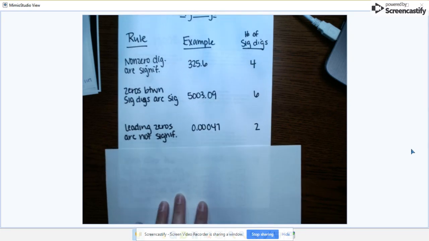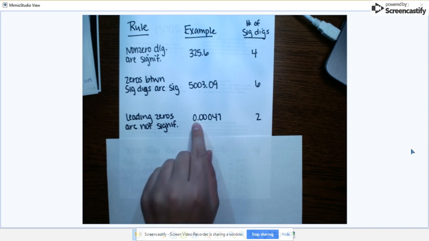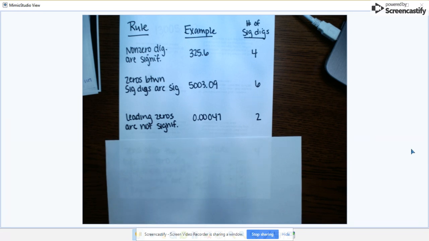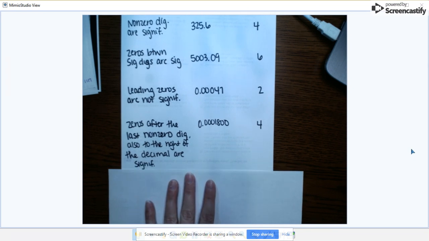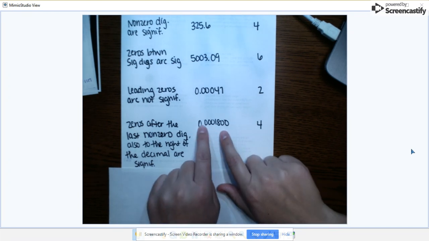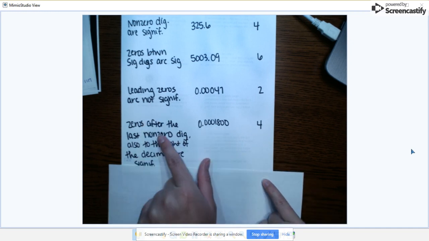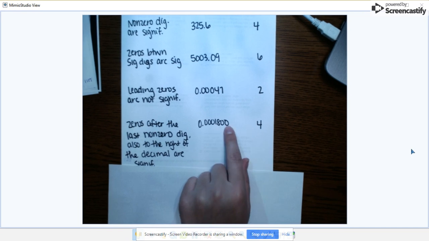Leading zeros, however, are not significant. So leading just means in front of any other number. So all 4 of these zeros don't mean anything as far as significant digits go. So we only have 2 sig digs. And lastly, any zero after the last non-zero digit to the right of the decimal will be significant. So here these leading zeros are not significant due to the third rule. The 1 and the 8 are, and then this fourth rule says that these two zeros after that 8 are significant because they're to the right of the decimal point. So there are 4 significant digits. The 1, 8, and then the 0 and 0 are all significant.